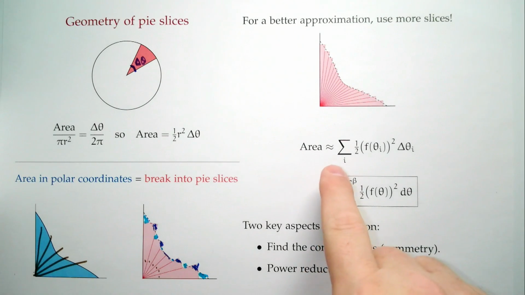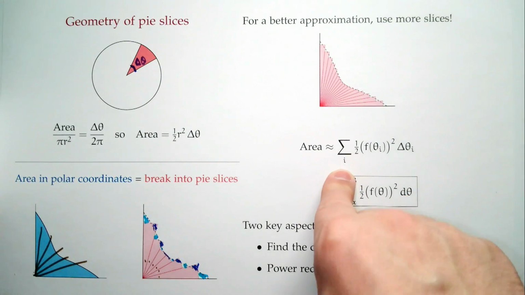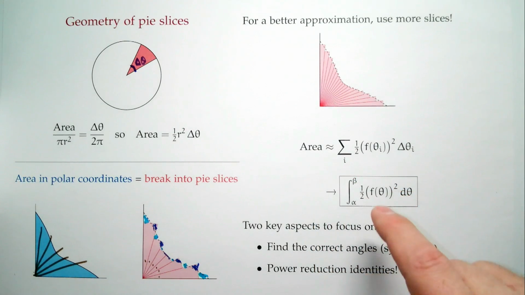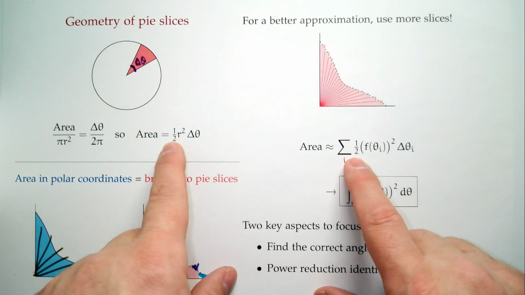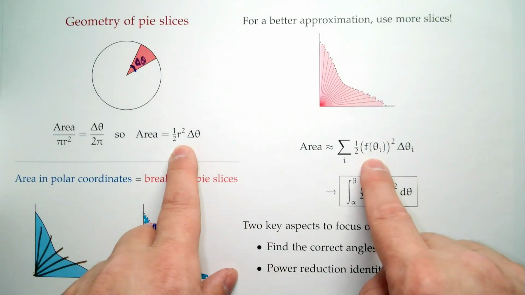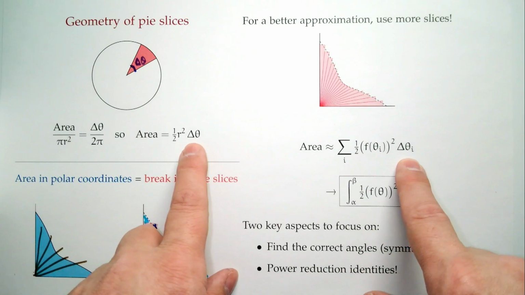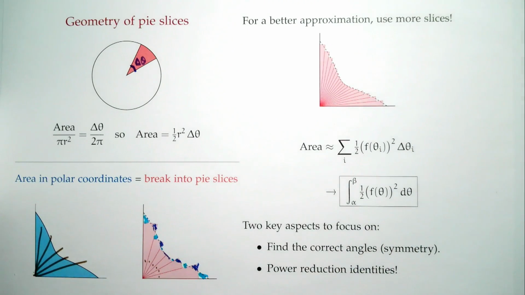Our area is we add up over all the wedges, because that's the idea of integration. Break things into parts and add them up. How much is in each part? Well, it's 1/2 the radius squared. So the radius is how far out you go, and you go out to the function. So it's a function of theta squared times your change in your angle. Now we make our pieces get smaller and smaller, and our summation becomes an integral from our starting angle to our ending angle, from alpha to beta, of 1/2 our function of theta squared d theta.